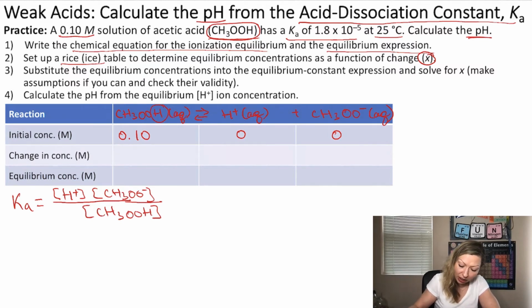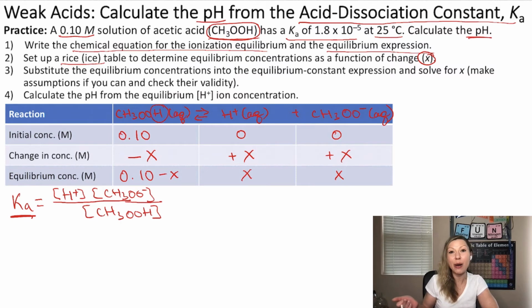So then the change in concentrations: the ratio from the products to the reactants is 1 to 1 to 1. So the change for the acetic acid is going to be minus x, for H+ plus x, and for the acetate ion again plus x. Now the equilibrium concentrations for my products are going to be x and also x, and for the acid, 0.10 minus x.